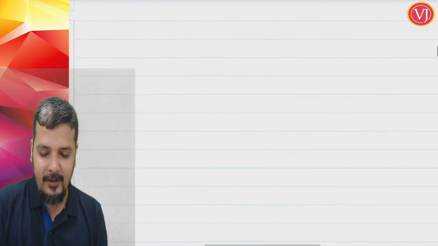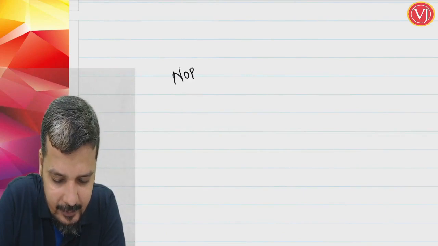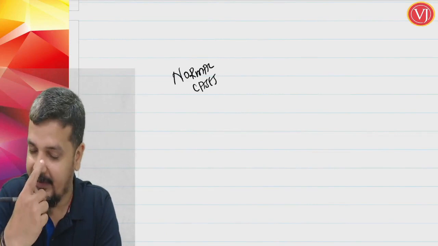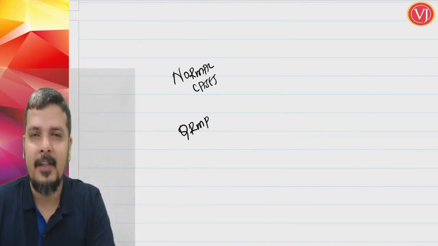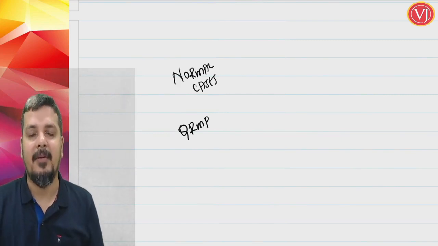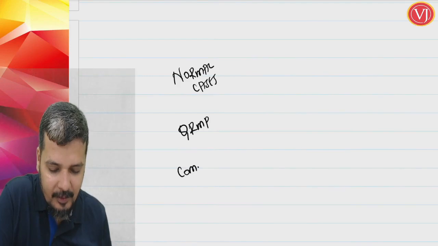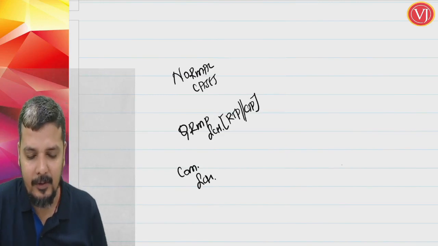To put it in a very simple manner, I can assess this in three scenarios. Normal cases, that is the first scenario. Second, the QRMP scheme. This QRMP scheme is only for regular taxable persons and casual taxable persons. Third case is your composition scheme. No one else can go for the QRMP scheme.